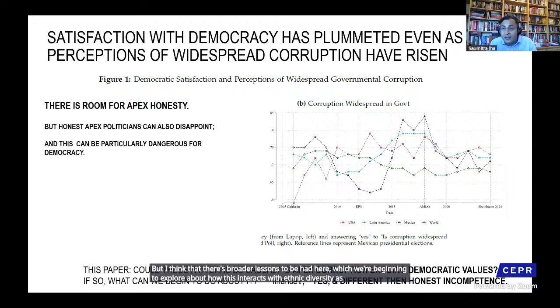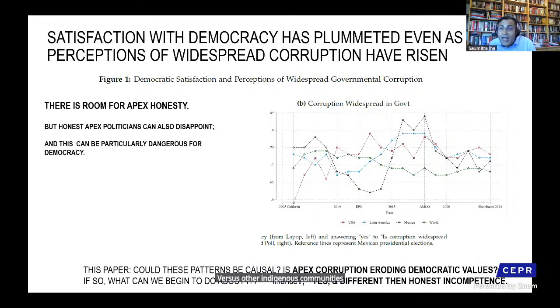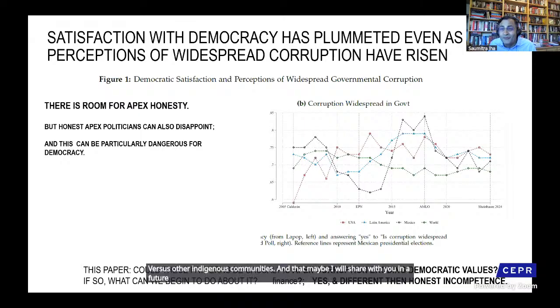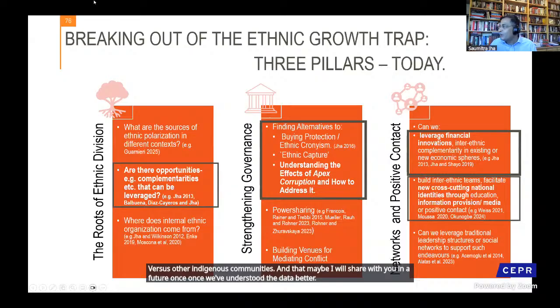So in Oaxaca, the nation building video did have different effects on people from the indigenous versus the non-indigenous groups, those that had been exposed to cochineal historically versus other indigenous communities. And that maybe I will share with you in the future once we've understood the data better. But this is what I wanted to talk about today.